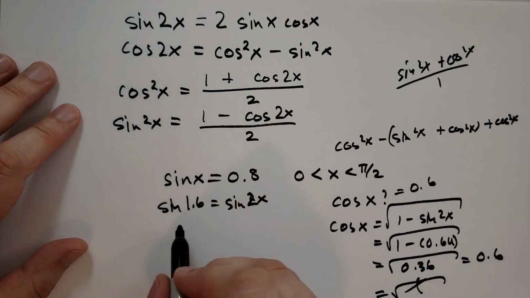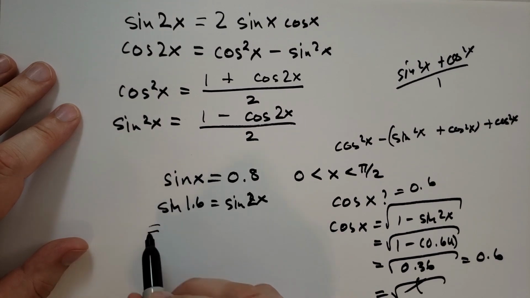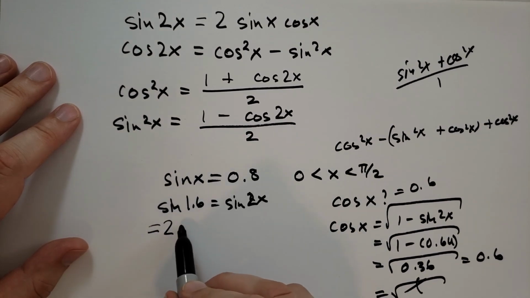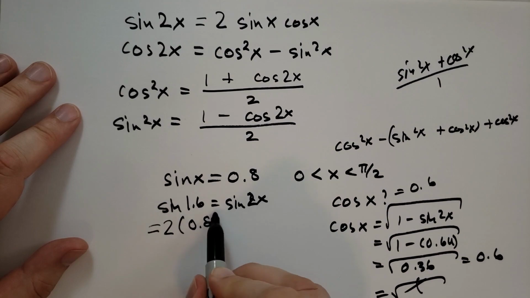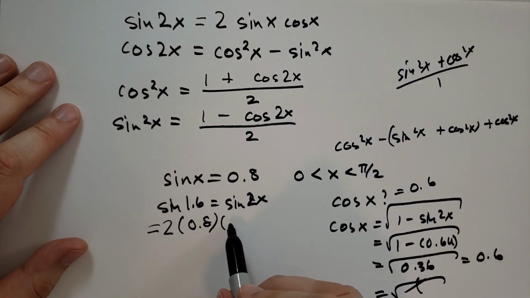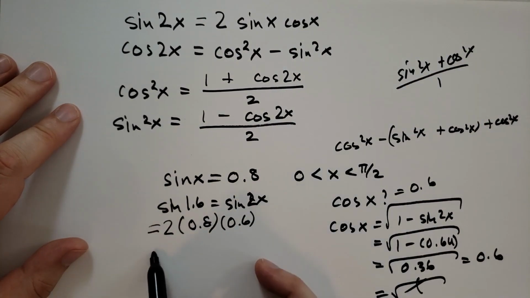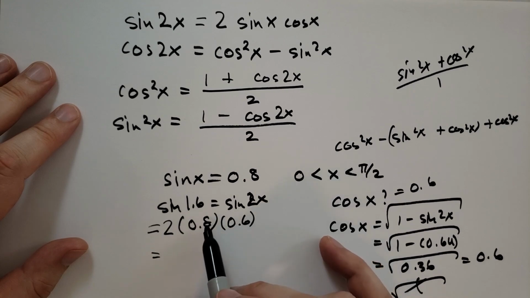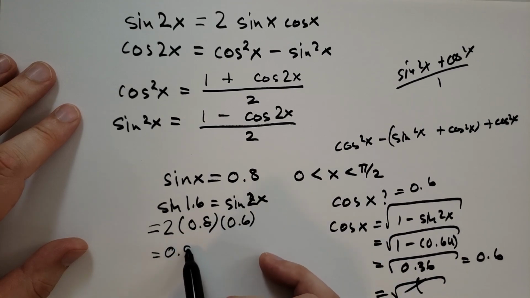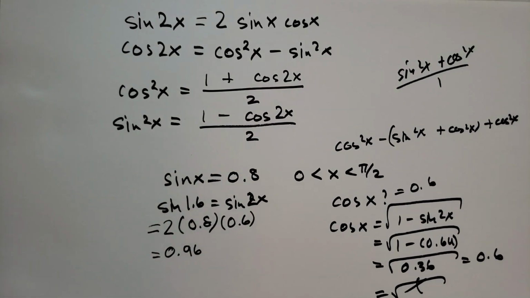Okay? So sine of 2x is going to equal 2 times sine of x, which is 0.8, times cosine of x, which is 0.6. So that's 0.48 times 2, which is 0.96. Okay? So sine of 2x, sine of the double angle, is 0.96.